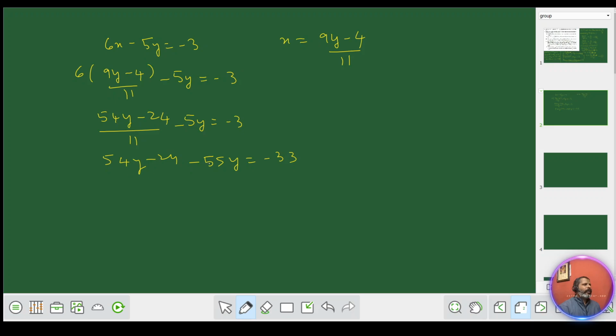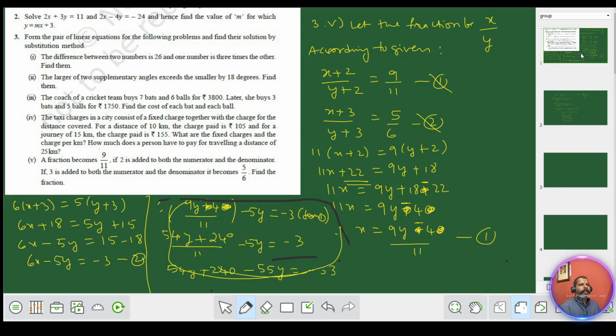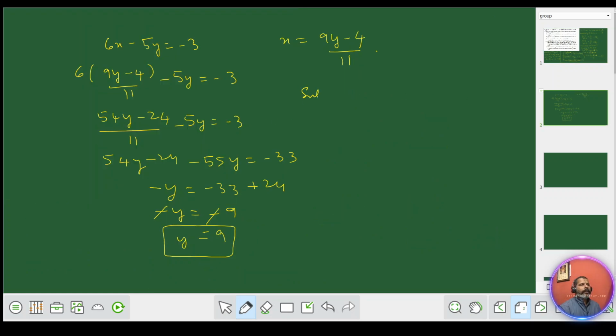Now 54y minus 55y is minus y equal to minus 33 plus 24. So minus y equal to minus 9, y equal to 9, minus minus cancels. Okay. Now you substitute this in 1. This was actually what we called 1, right? Substituting this in 1, what do we get? X value. 9 of y, y is 9, minus 4 by 11.